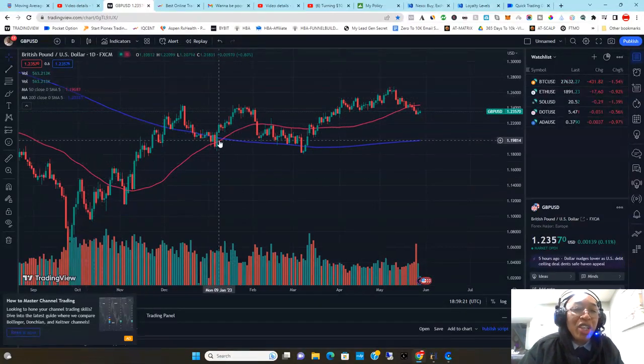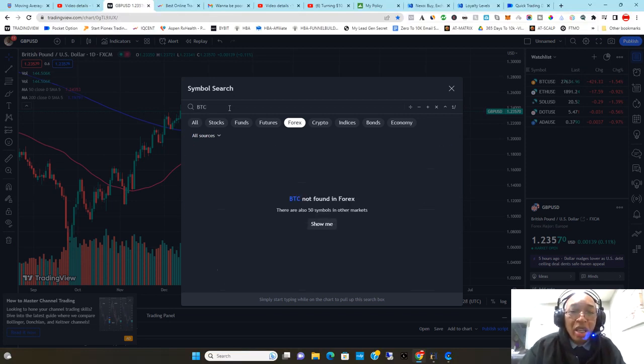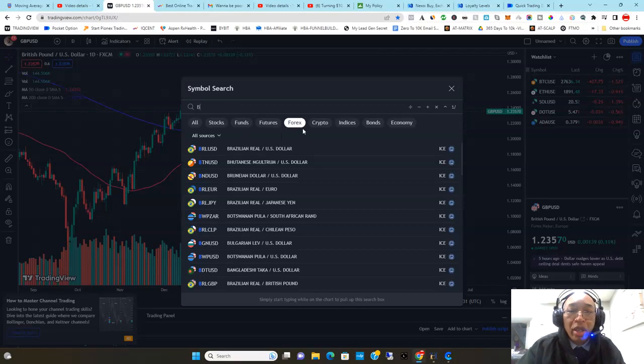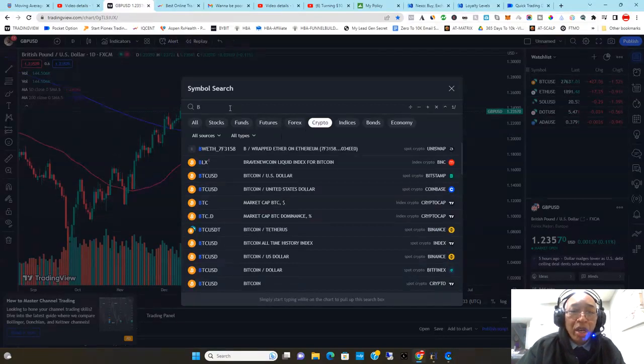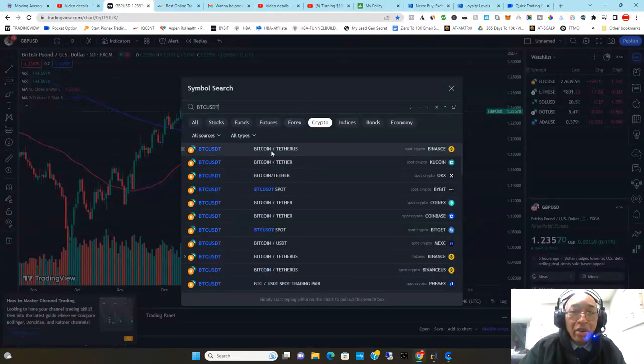Now you can use the same strategies to trade your crypto. So for example, here we can look for the BTC. We can go here and look for crypto, select crypto there, and then just type BTC USD or BTC USDT. That's BTC against the US dollar. You can do USDT. There you go. And you can have different platforms, so exchanges.